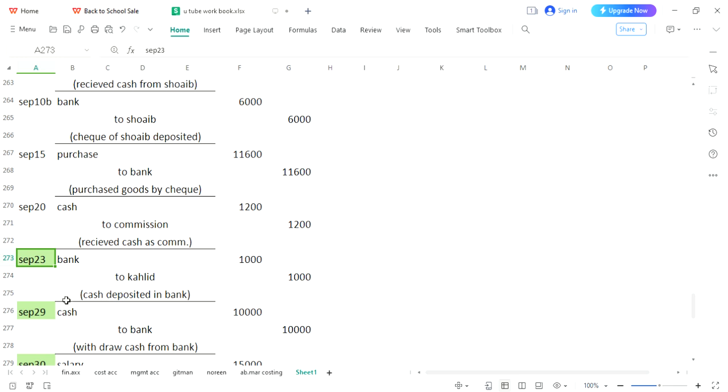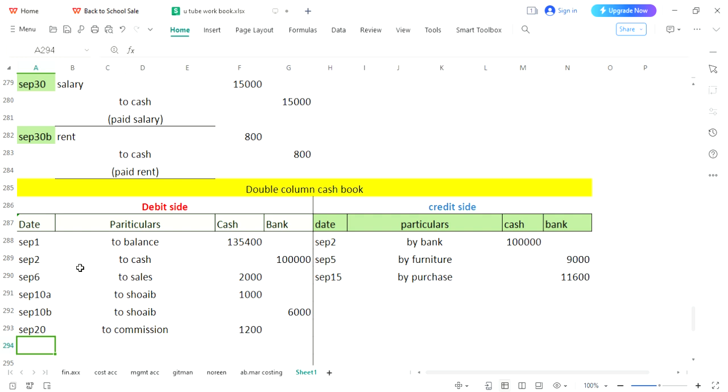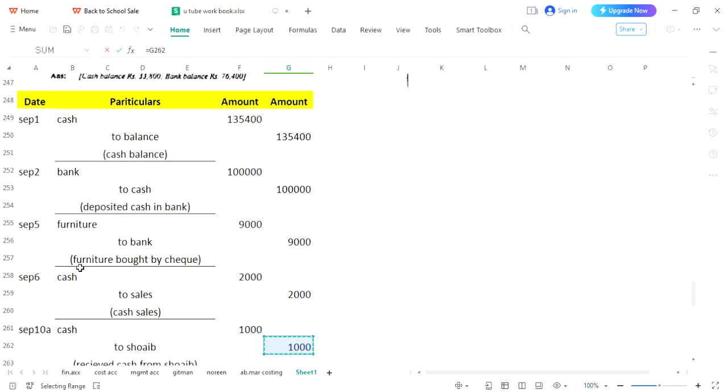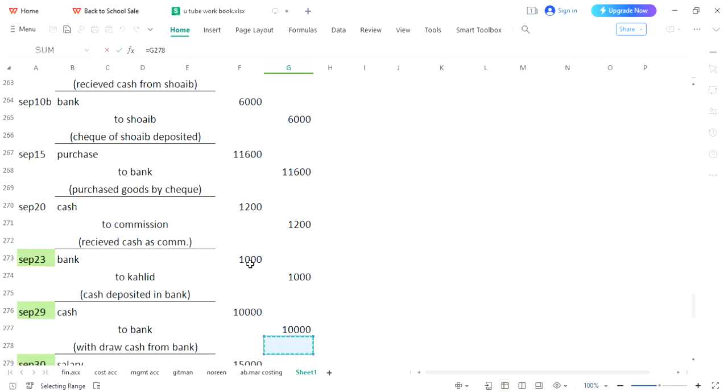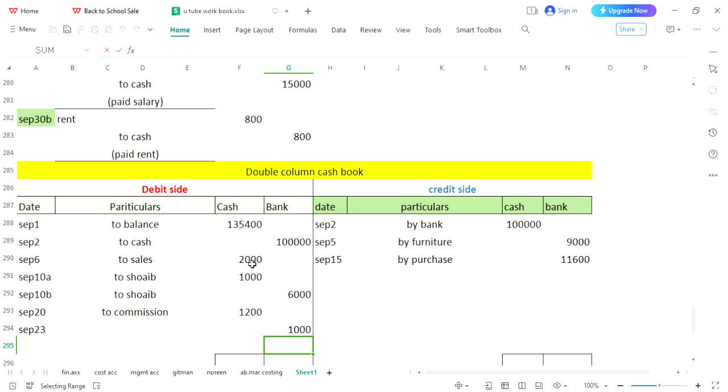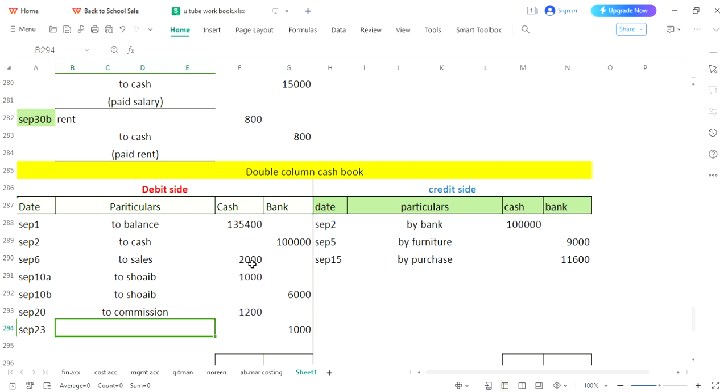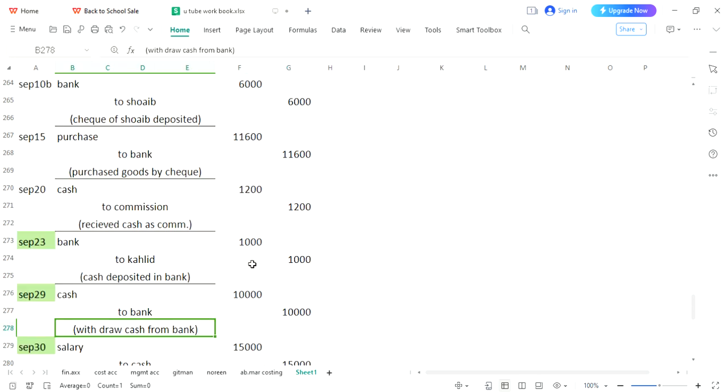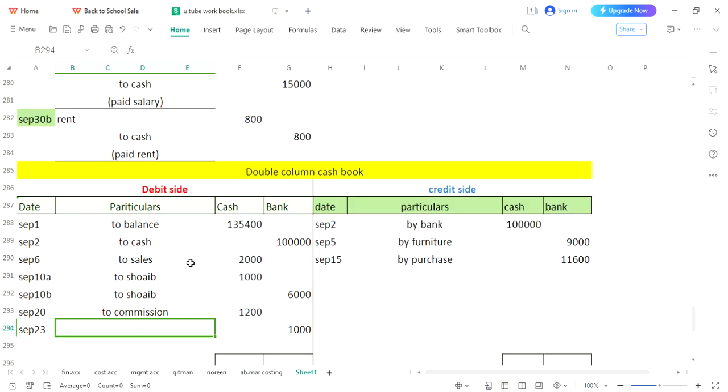Now September 23, bank is debited. So you will come over here, September 23rd, where bank is written on debit side. How much amount? 1000. Put it 1000 over here. And now see what was the reference. Bank was debited. Khalid is written on the opposite side. So you will put Khalid over here.